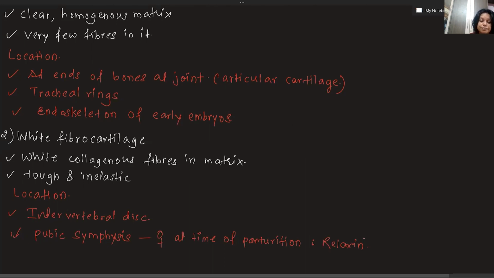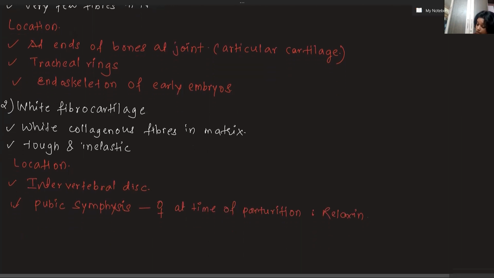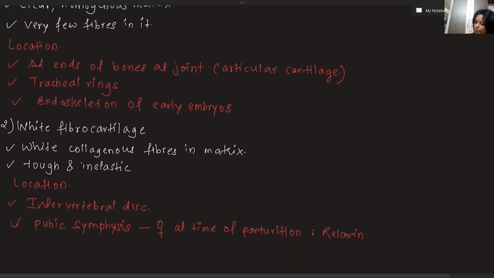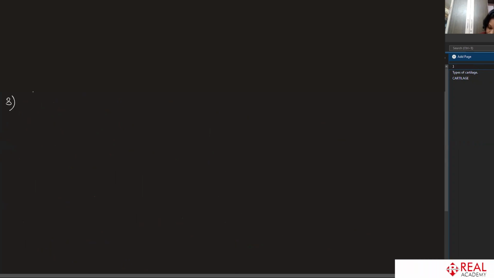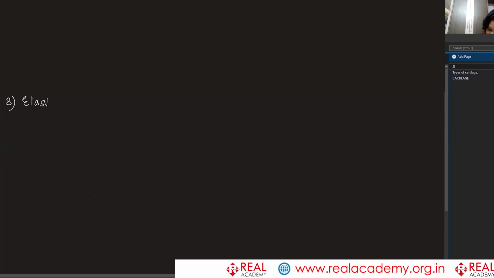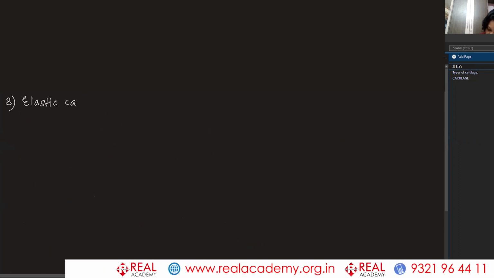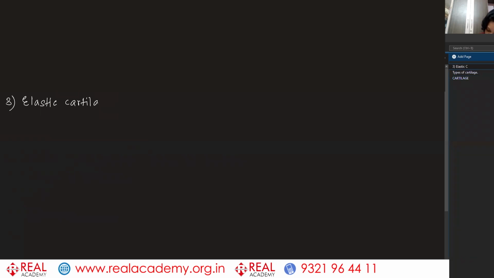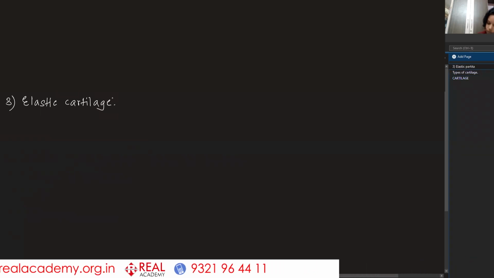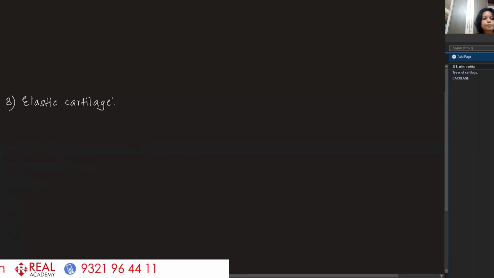from placenta. Yeah, so we have seen that the white fibrocartilage is seen in intervertebral disc, and the second example is pubic symphysis. Now we'll move on to third type of cartilage. Third type is elastic cartilage.